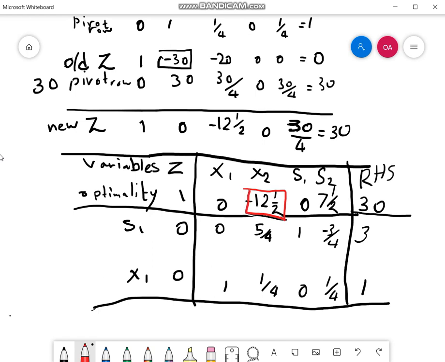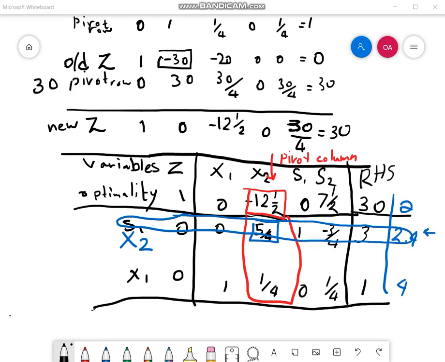This is the only one, so I can do it. So this is my new entering variable. I'm going to divide the whole row by 5/4.